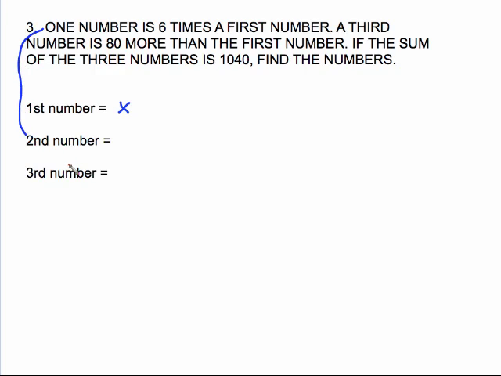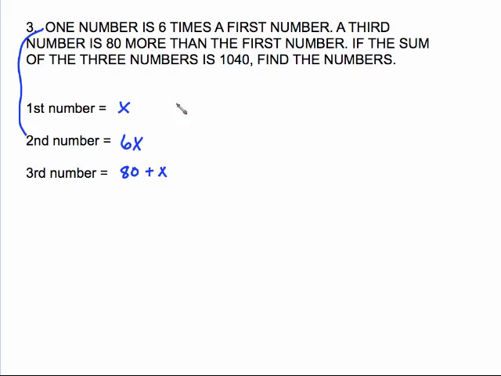And how do I know it's my second number? Because this sentence talks about my third number. So this has got to be my second number. So this number is 6 times the first number. That's just 6x. The third number is 80 more than the first number. So 80 more than the first number, which is what we called x.